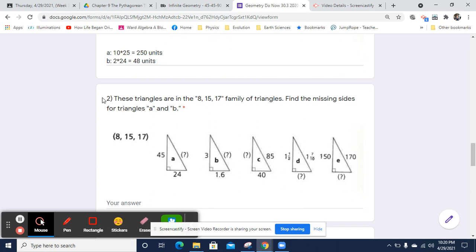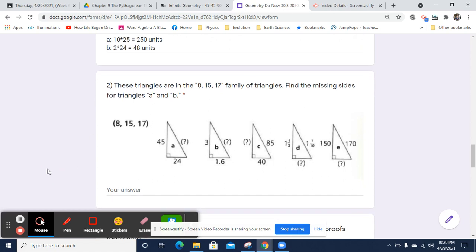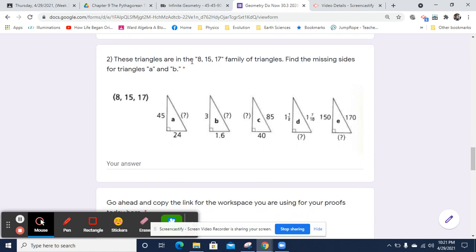Okay, and I need to change that number on this one, but that's okay. Here we go. So here we have an 8, 15, 17 family. We want A and B. We got a 24 and a 45. 24 is 3 times 8, and 45 is 3 times 15. So this is going to be 3 times 17. So A is going to be 3 times 17, which equals 51 units.